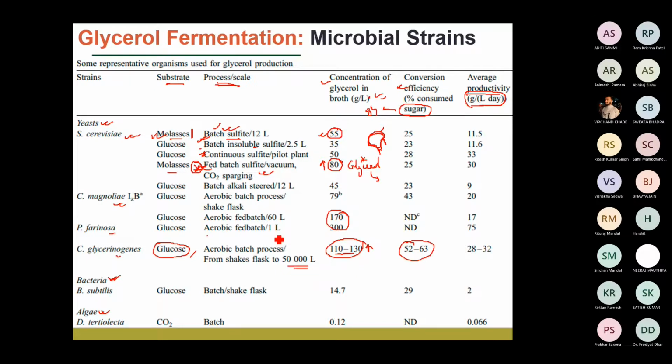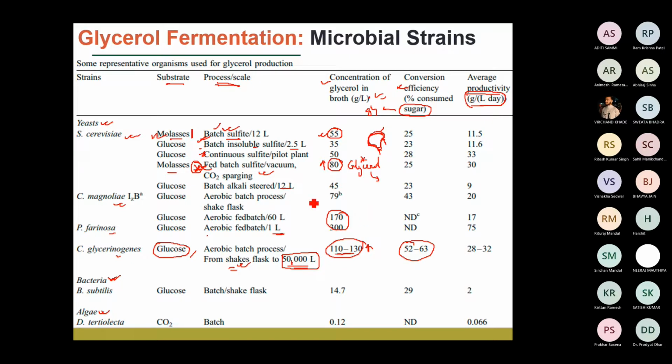Till date, the maximum glycerol production has been carried out in reactors of 50,000 liters. It starts from the shake flask scale, then we move up to the pilot scale, like 12 liters, 2.5 liters, and then the larger scales where we can produce at 50,000 liters. So generally we move from the lab scale in the shake flask to the pilot scale process, and then to the industrial scale process.